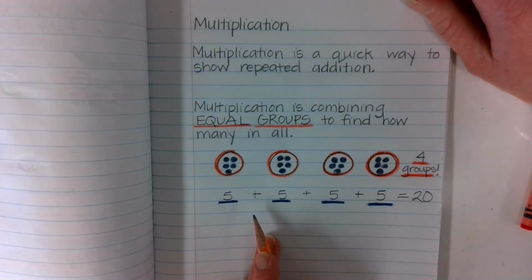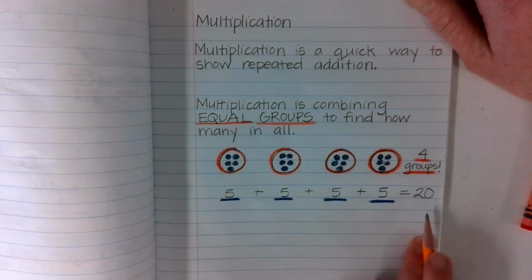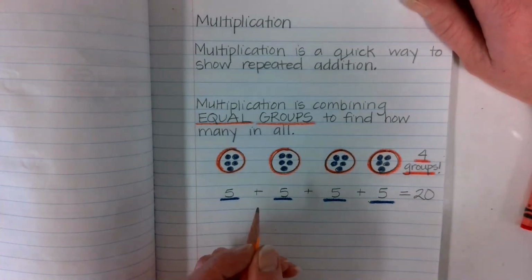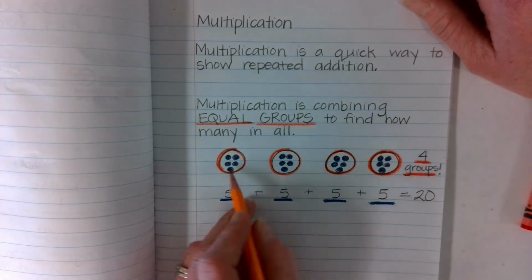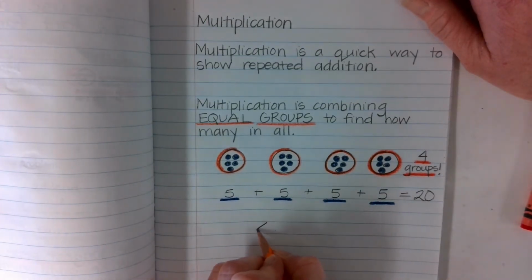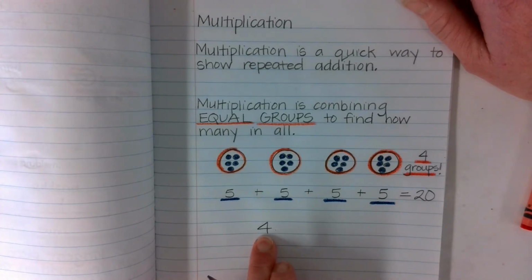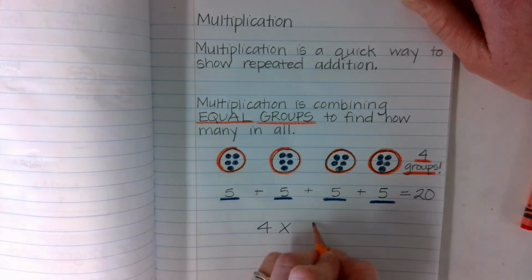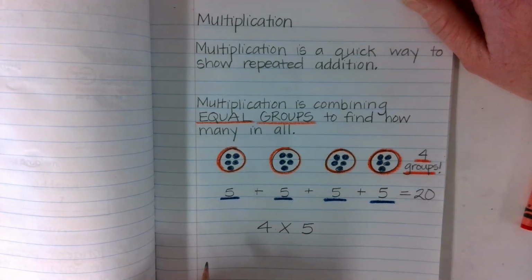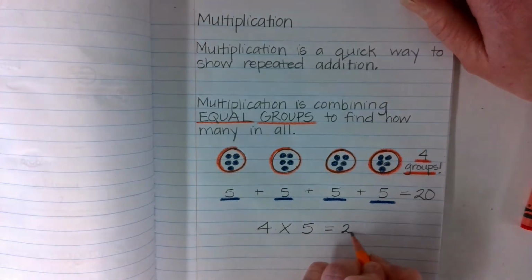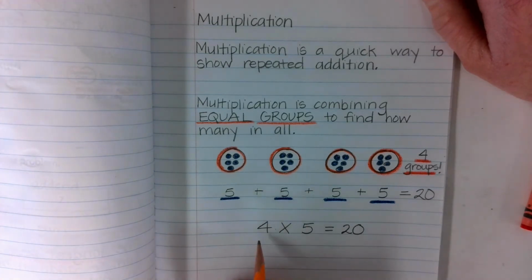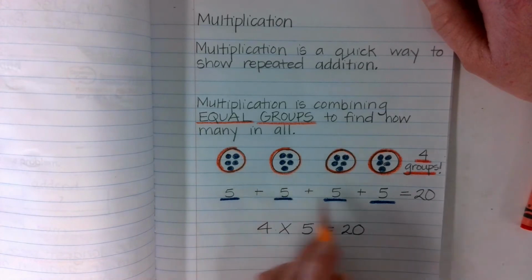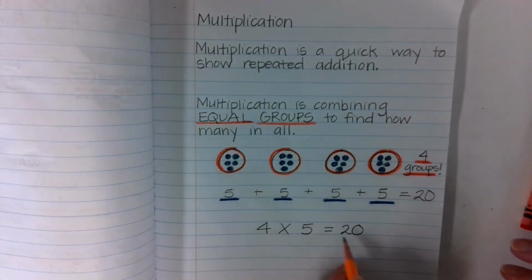Now let me show you how this works with multiplication. To write a multiplication number sentence for this, okay, first off, our first number is going to be the number of groups that we have. So how many groups do we have? We have four. So the first number is your number of groups. We have four groups of how many in each group? We have five. And four groups with five things in each group is 20. So we're really saying we have four fives. Here are four fives. When I add four fives together, I get 20.